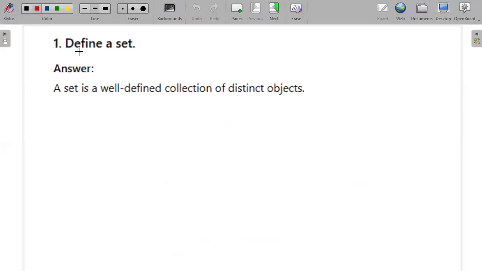Question one, they were saying define a set. I've already written the definition there. A set is a well-defined collection of distinct objects. That's the definition, and you're free to use any definition of what a set is, as long as you do not run away from the meaning of what a set is.